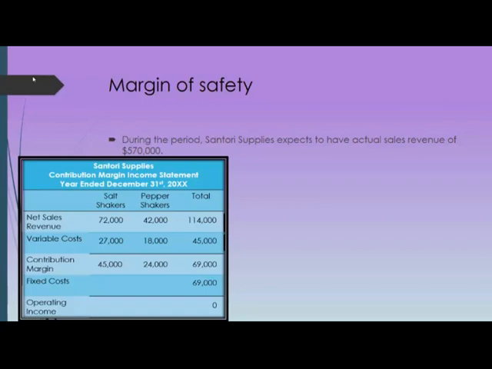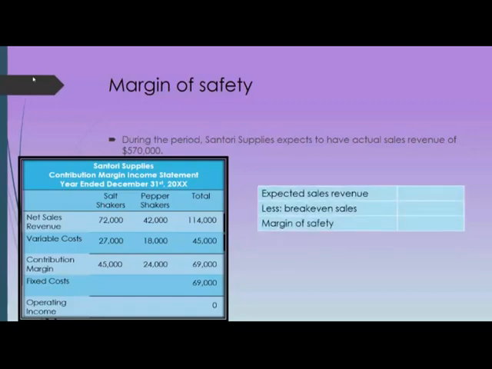So if Santori Supplies expects to have actual sales revenue of $570,000 related to these two particular models, we can throw that in as our expected sales revenue, subtract out the amount of revenue we have to have in order to break even, which we just figured out on our contribution margin income statement was $114,000, means we have $456,000 margin of safety. So our sales on salt and pepper shakers can decrease by $456,000 before we start actually losing money on the sales of these particular models.